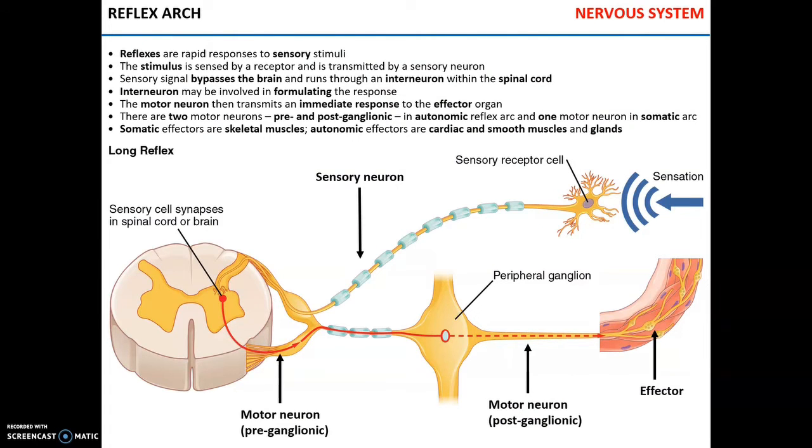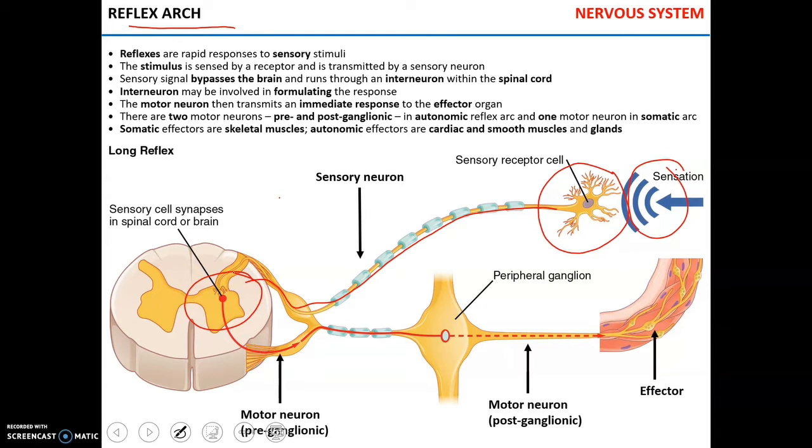So let's talk about how neurons are organized, how the signals are transmitted, and how responses are generated. Many responses of the nervous system are organized via reflexes. Reflexes are responses that are rapid and respond to a particular sensory stimulus. The stimulus right here is sensed by a sensory receptor and then transmitted by a sensory neuron to the CNS. Usually it does not go through the brain, but goes into the spinal cord. This sensory neuron synapses with an interneuron or a motor neuron in the spinal cord. In this example, the sensory neuron synapses with a preganglionic motor neuron in the spinal cord.